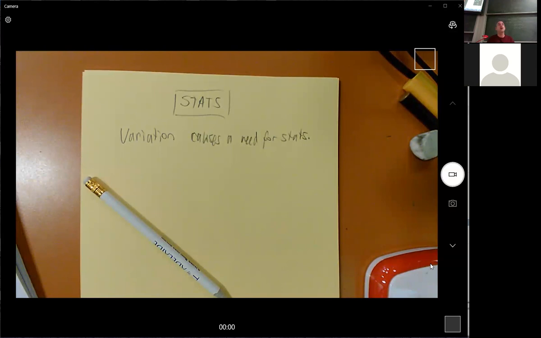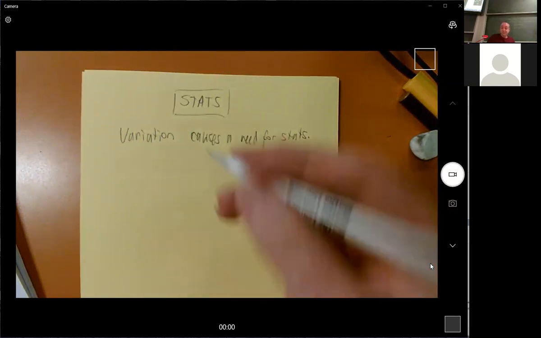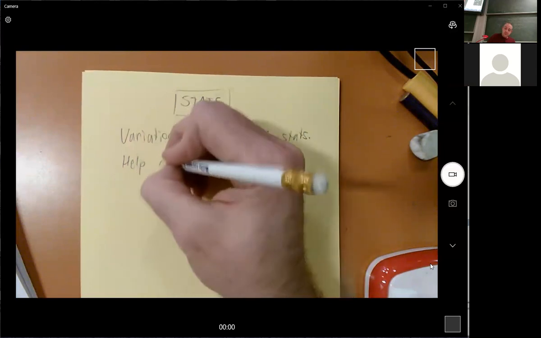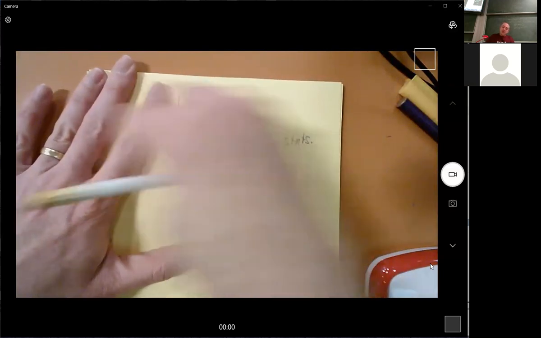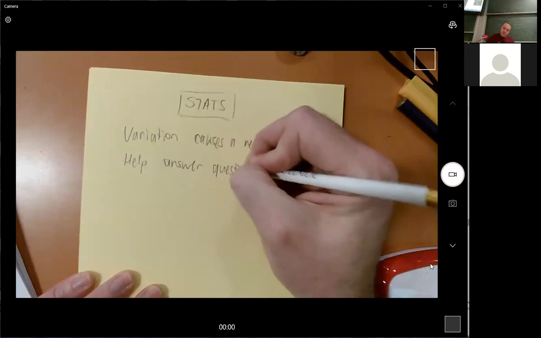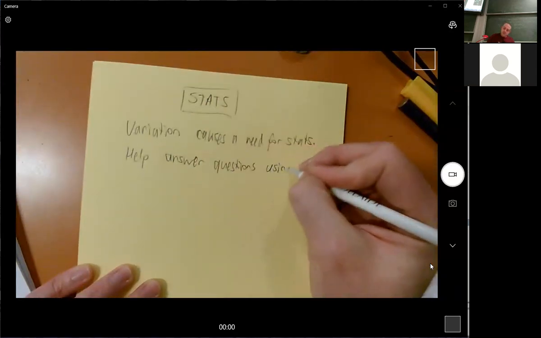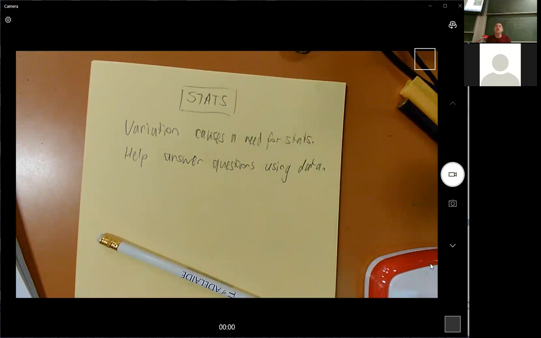And so we need a way of dealing with that, and randomness is how we deal with model variation as mathematicians. And statistics is a way of leveraging what we know about randomness to help make decisions even though there's variation. I'm not going to say make decisions. I'm going to help to answer questions in a world where there's variation. So it helps to answer questions using data.